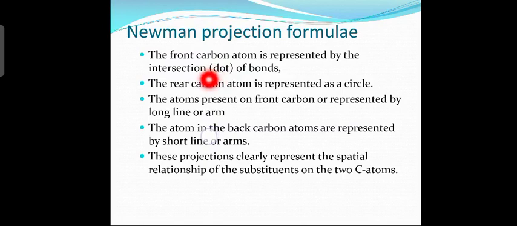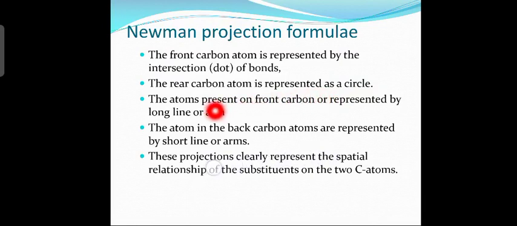Now what is Newman projection formulae? The front carbon atom is represented by the intersection of bonds. So in Newman projection formulae you have at least 2 carbon atoms. One carbon atom is considered the front carbon atom and the other is considered the rear carbon atom. The front carbon atom is represented by the intersection of bonds, that means bonds are clearly visible. The rear carbon atom is represented by a circle.